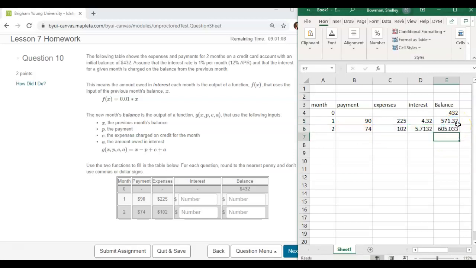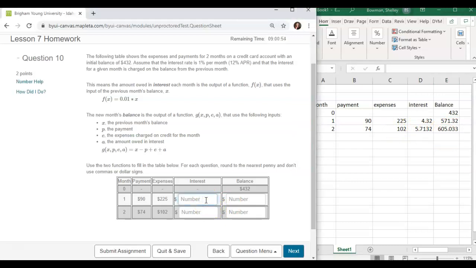If you're not comfortable with that as well, you can do the previous month's balance, subtract how much you're paying towards the credit card, add how much you also added on to the credit card to have to pay off, and the interest.